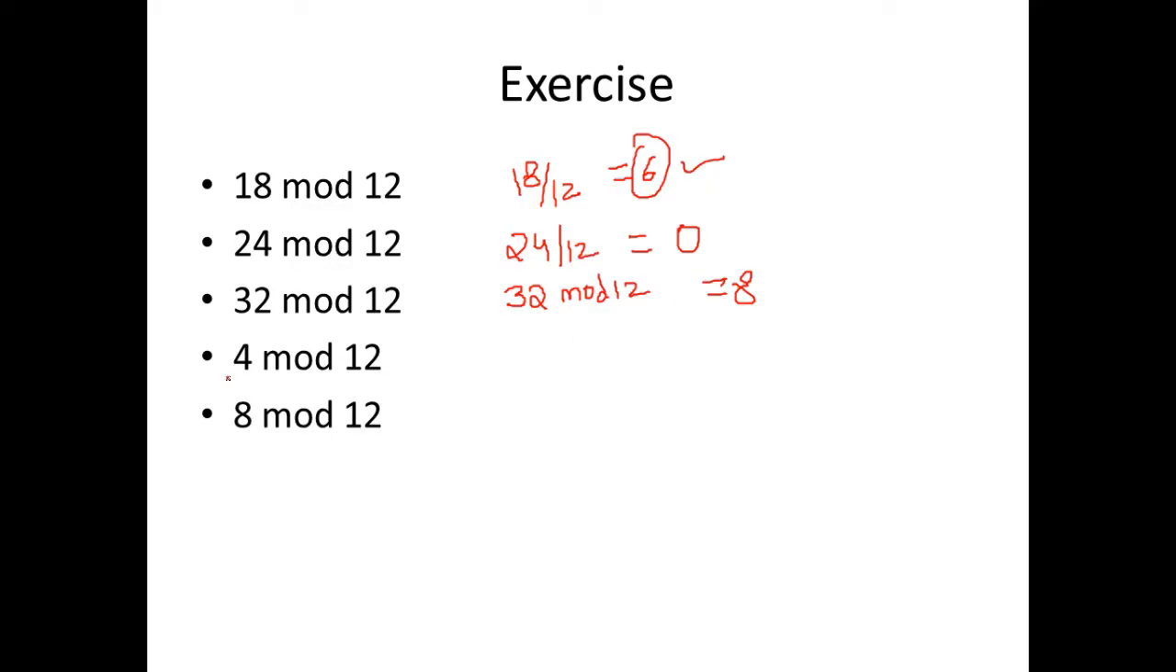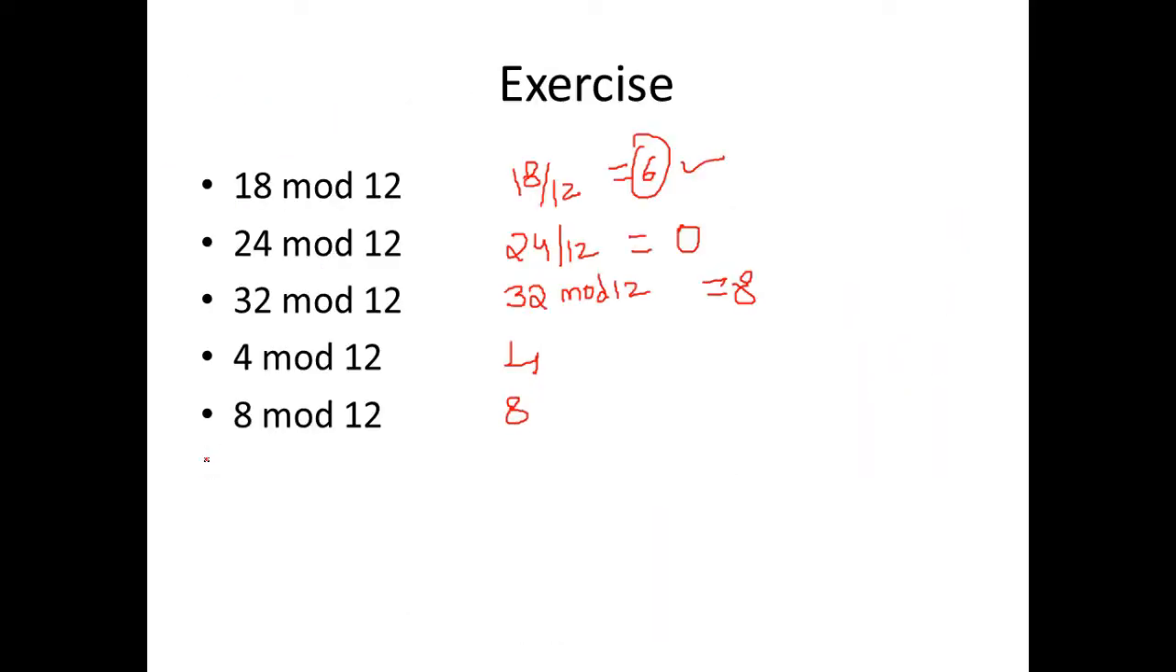What is 4 mod 12? So now comes this. How many 12s do you have in a 4? Very silly question to ask. So it's 12 into 0, 0 times. So what is the remainder here? 4 mod 12 is nothing but 4. And what is 8 mod 12? It's nothing but 8 because 12 exists 0 times in 8.